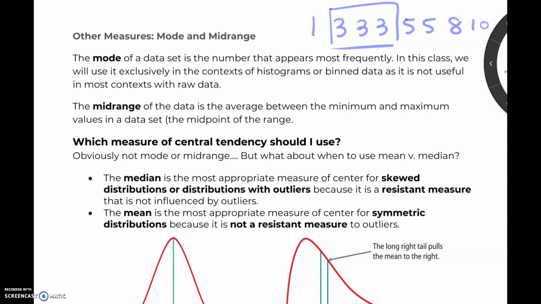The last one over here is the mid-range, which is the average between the minimum and the maximum. So the way we calculate it is take our minimum, add to it the maximum, and divide by 2. Again, if we look at the same data set as above, we would have 1 plus 10 over 2, which is 11 over 2, or 5.5. And you'll see, depending on the measure of center, you're going to get very different answers for each one of those. So when do we use what measure of center?